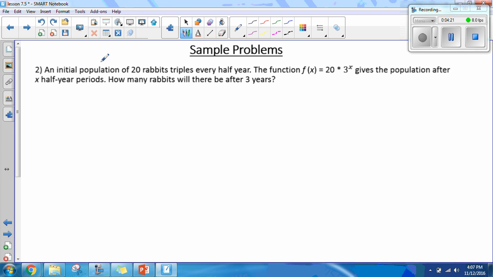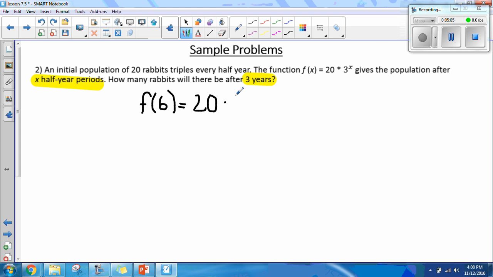Here's another problem. An initial population of 20 rabbits triples every half year. The function f of x equals 20 times 3 to the x power gives the population after x half periods. How many rabbits will there be after 3 years? Here we have to realize that x represents half year periods, and they want us to find information about 3 years. So we need to convert that 3 years into half years, which would be 6. So we are going to solve our function f of x when x equals 6.